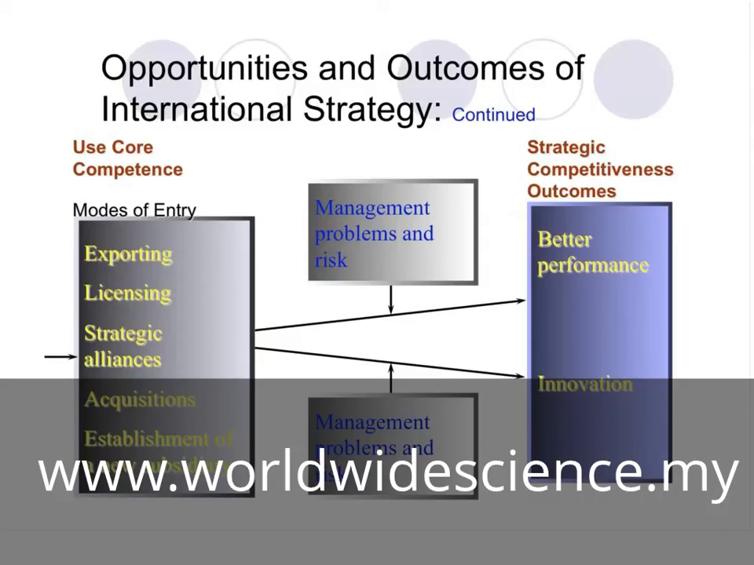So this is the last column we just talked about. When we do exporting, licensing, strategic alliance, acquisition, establishment of a new subsidiary, there are certain management problems and risks that you face while doing those. So in order to surmount those challenges, you've got to provide better performance and then innovate. By innovation and better performance, you try to solve those problems and risks that you face.